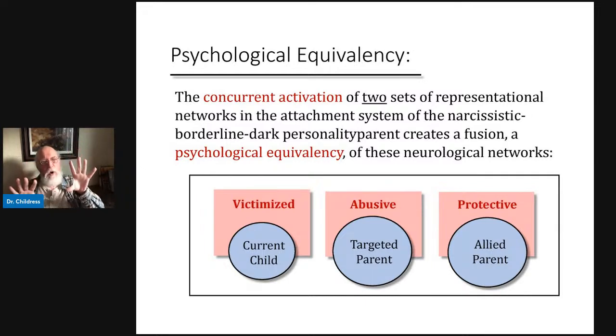And what happens with these two sets is they become fused into one because they're both active at the same time. Their past trauma patterns are active at the same time, a concurrent activation of two sets of representational networks in the attachment system of the narcissistic borderline dark personality parent, which creates a fusion where they're psychologically equivalent. The current child is me as the child. The targeted parent is my abusive parent, and I'm now the protective parent who can protect me as a child from my abusive parent. But they don't realize that's the pattern being imposed, and it's become victimized child, abusive parent, protective parent, when in truth it's just parent, child, parent.